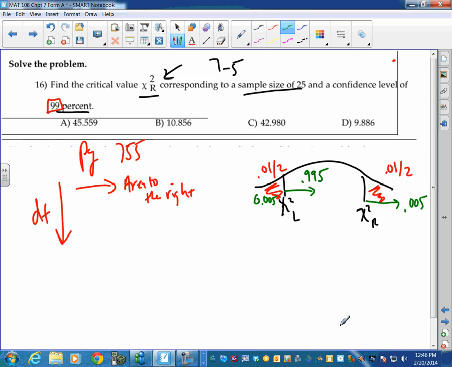We're only looking for R, so I'm going to go to where it says chi-squared, degrees of freedom, on page 755. I'm going to go down to where it says 24. I'm going to go over to where it says 0.005. End up with 45.559, is that right? All right.